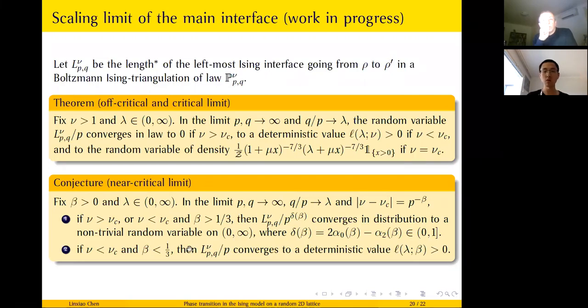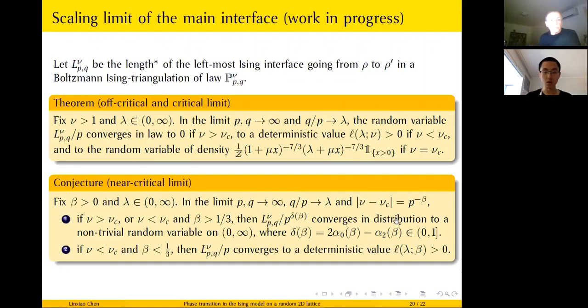And moreover, after rescaling by this factor, we believe that the interface length should converge to some non-trivial random variable supported on (0, infinity). But we haven't worked out the distribution yet. On the other hand, on the other side of the cutoff, the behavior is more like the high temperature behavior here. So the scaling is linear, and after rescaling, the length converges to some deterministic constant that is larger than 0.